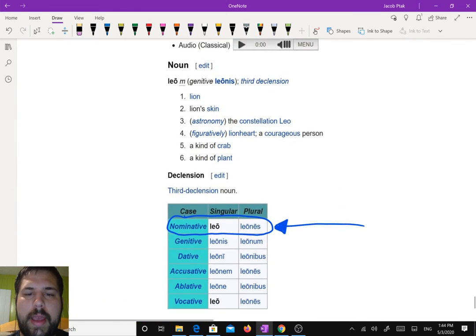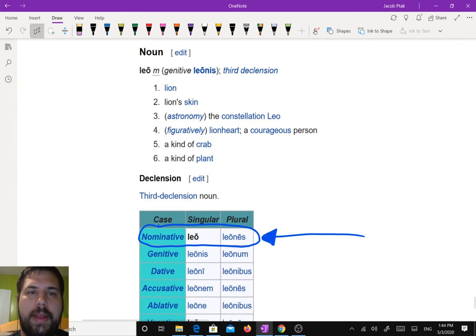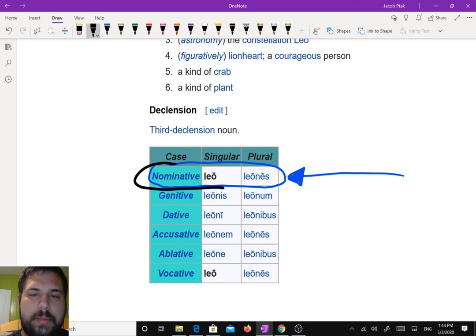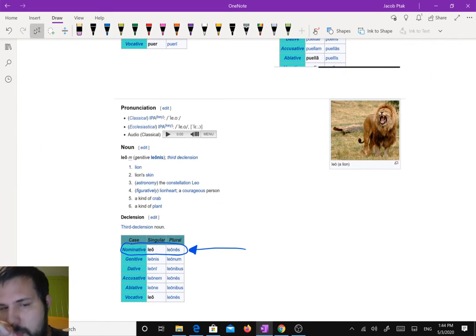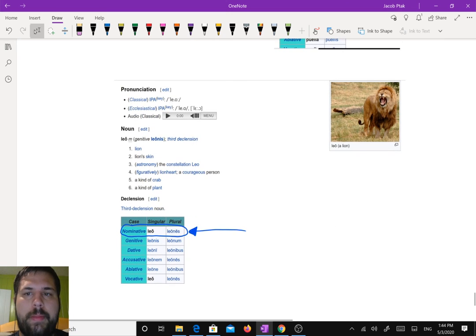How about the word for lion? Well, you type it in and it will tell you leo. And then you look in the word chart and the first row. Ignore the rest for now. It will tell you leo, leones. So if you don't know what pattern a word belongs to, you can just type it into the dictionary. Like if you have a hard time telling, just type it into the dictionary and it will actually give it to you, which is a nice tool, I think.